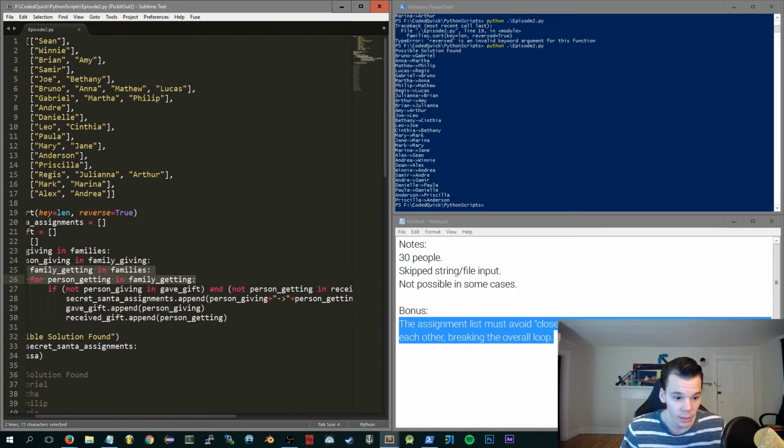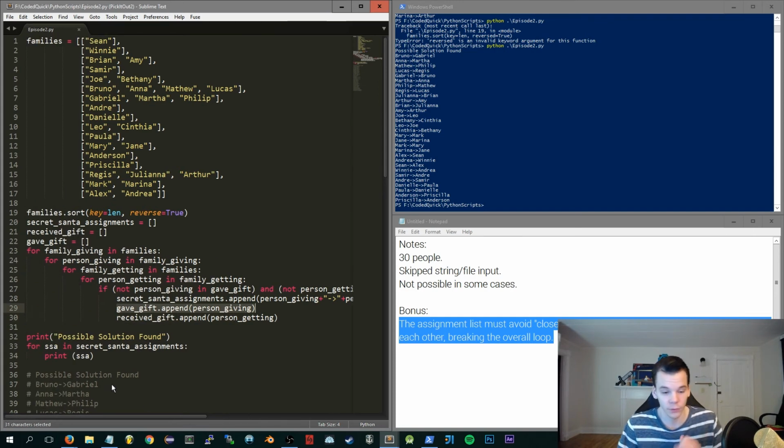For example, if you have given a gift to someone right now and you find a valid match for someone to give it to, don't continue searching through the family of Getting and more through all the families of Getting. So in other words, the way the algorithm is right now, Sean will give to Winnie. Okay, great. Then Sean will see if he should give to Brian and Amy and Samir and Joe and everybody else, but he won't be able to because he's already given a gift. So you could early terminate that by breaking these for loops if the if statement comes out to work.